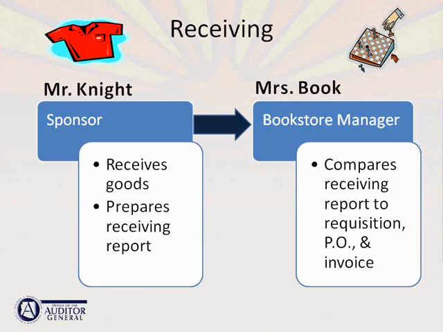Book then compares the receiving report and packing slips to the purchase requisition and PO to make sure that the chess set and all of the club shirts were received and that no items were placed on back order or unaccounted for. Mrs. Book receives the invoice from the vendor, Arizonan, and compares the quantity and price on the invoice to the packing slip, receiving report, and the PO.